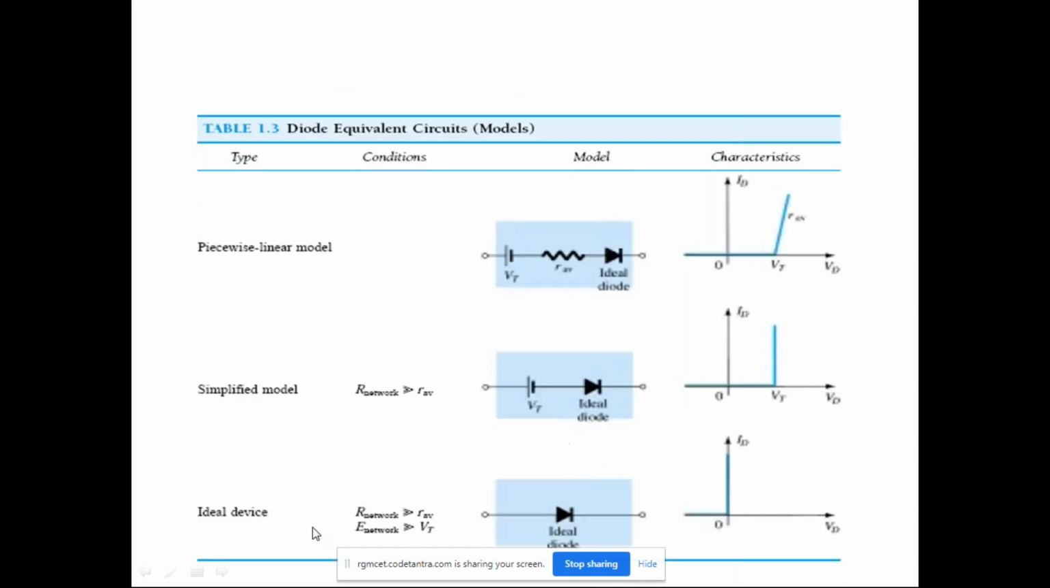In the third case, the ideal device. What is the ideal device here? It completely does not consider the V gamma. It does not consider the diode forward resistance. Simply, this is the ideal case. Whenever the diode voltage is just greater than 0, current flows through the diode. Remember this one. These are all the diode models used in circuits.